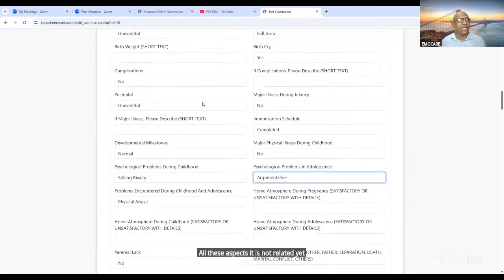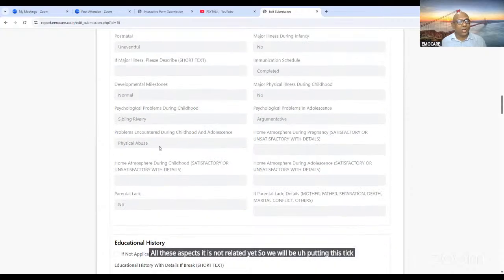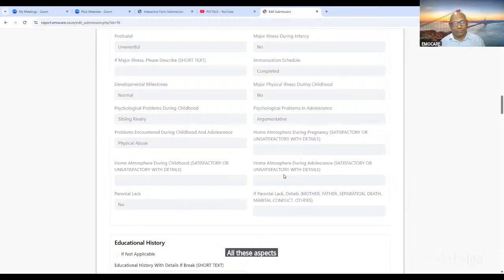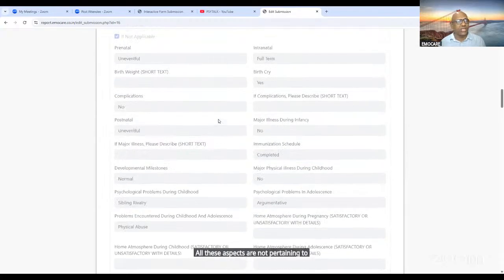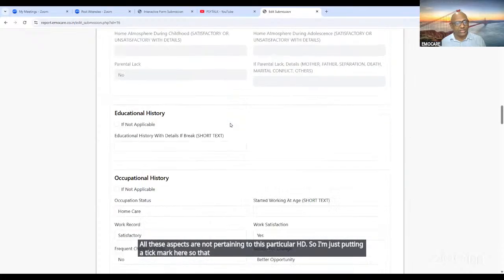So we will be putting this tick. So problems encountered during childhood and adolescence, he was not having anything. Home atmosphere during pregnancy, if it is a female. Home atmosphere during childhood. All these aspects are not pertaining to this particular history. So I am just putting a tick mark here so that it will not reflect.